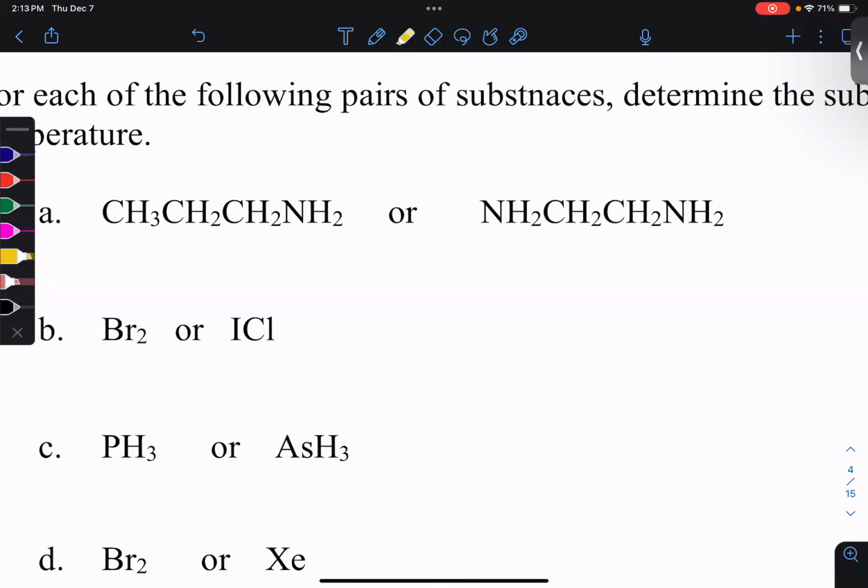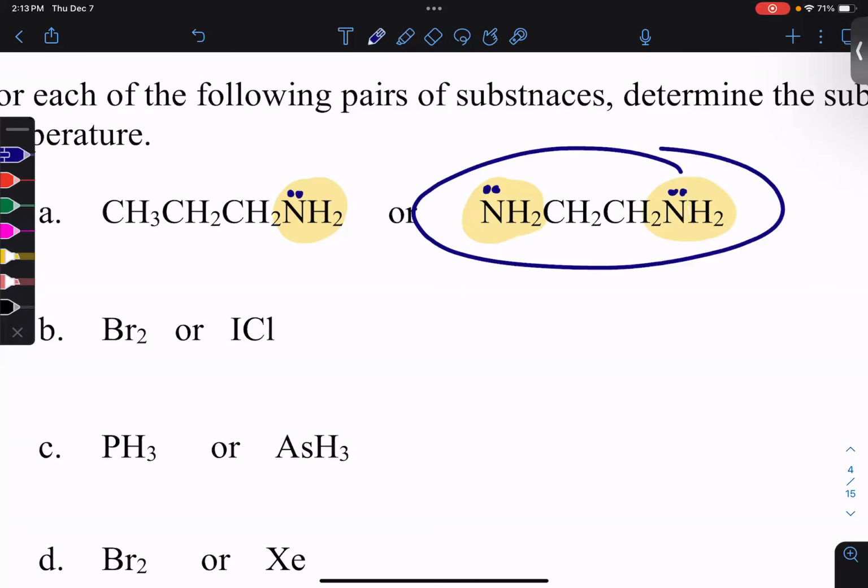Hydrogen bonding, yeah. But both of them have hydrogen bonding, right? NH groups, because there is a lone pair on that nitrogen. Both of them can hydrogen bond. So shouldn't they both have the same boiling point temperature? Nope. The first compound can only hydrogen bond in one place. The other one can hydrogen bond in two places. So this one is going to have the higher boiling point temperature.